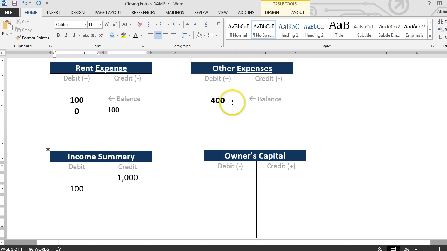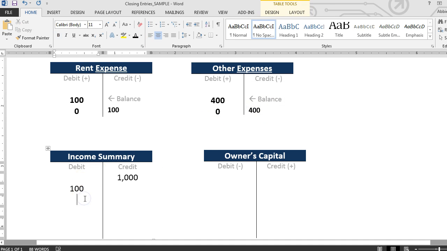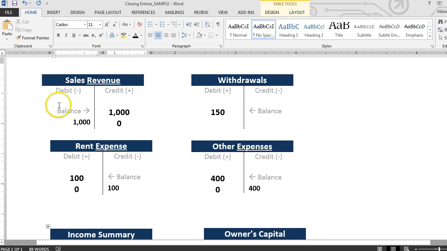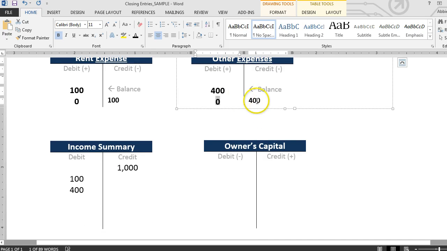Okay, and then I also have this other, or like miscellaneous expense account. And I have a $400 balance in that account, so same thing. I'm going to have to credit this account for $400, and that will leave me with a 0 balance. And since I credited this account, I'm going to have to debit my income summary for $400. Okay, so now I've got my sales revenue account closed to 0. I have rent expense closed to 0, and other expenses closed to 0. Okay, and I transferred all of those balances over to income summary.